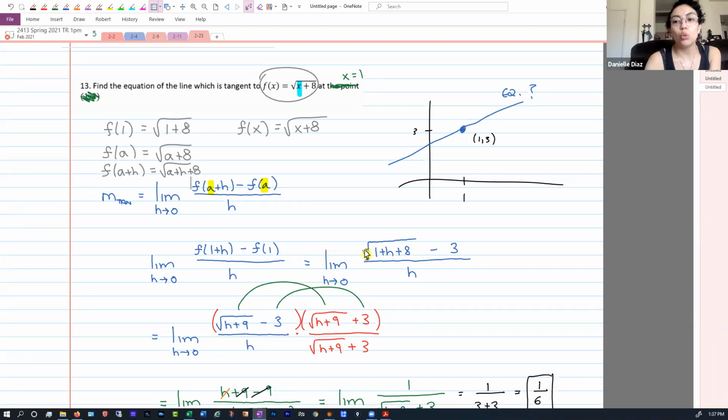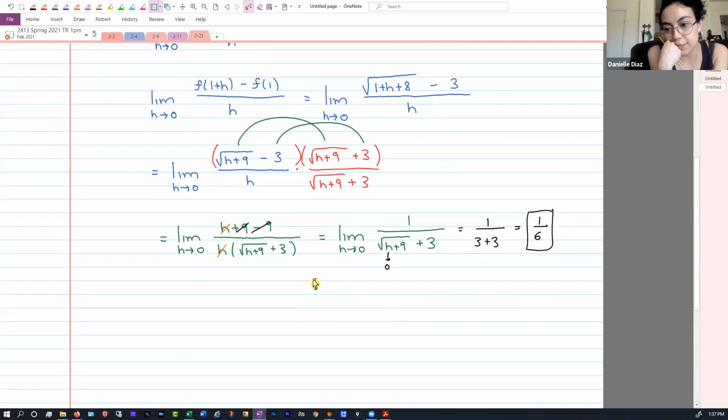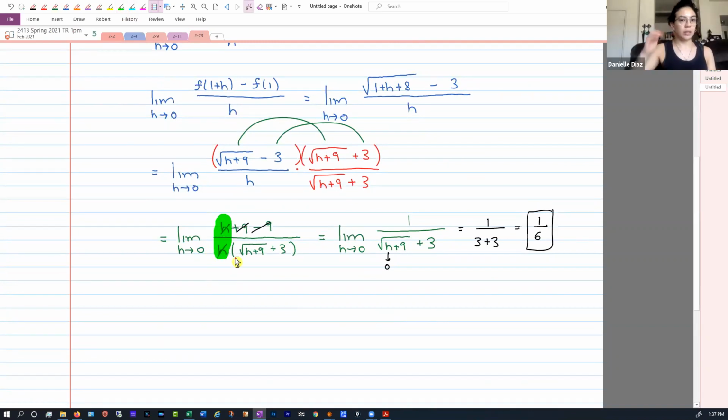So we only let h go to 0 once we've already canceled out one of the extra h's. You know it's time to actually do the limit once you've eliminated the problem. And the problem is the h in the denominator, because if you let h go to 0, you're going to get division by 0. The only way that goes away is if you actually cancel it.